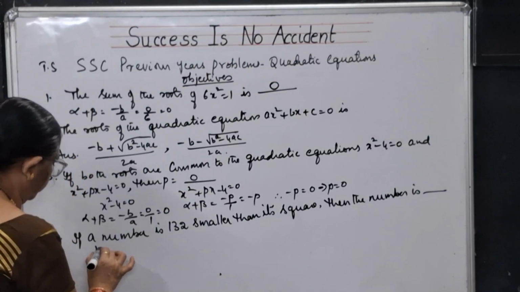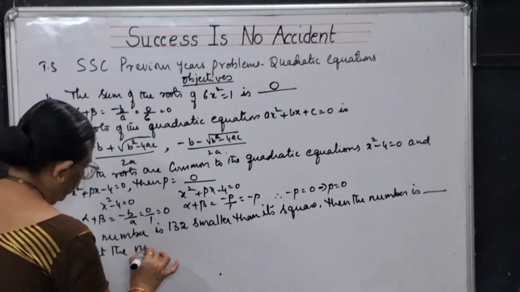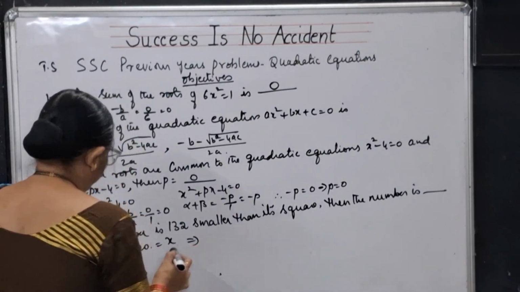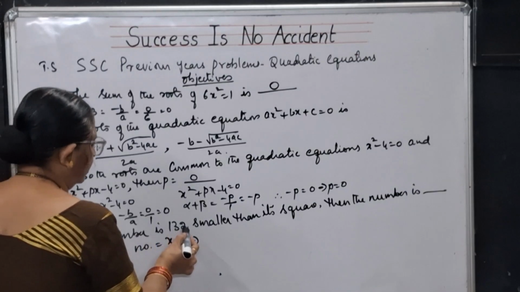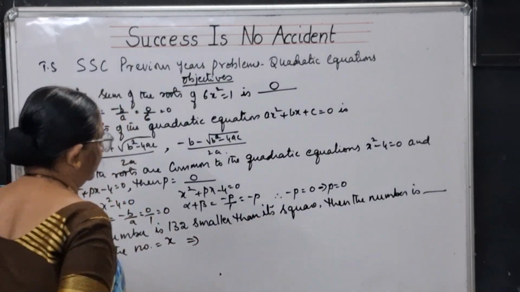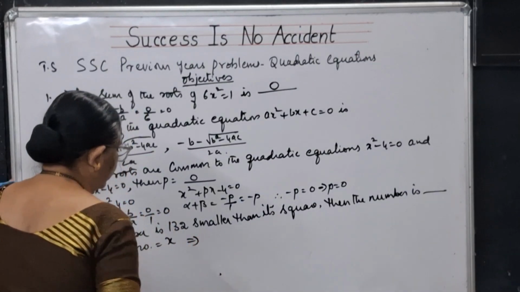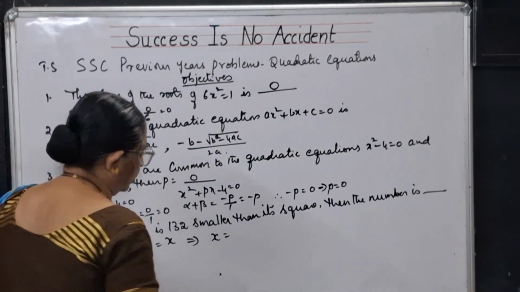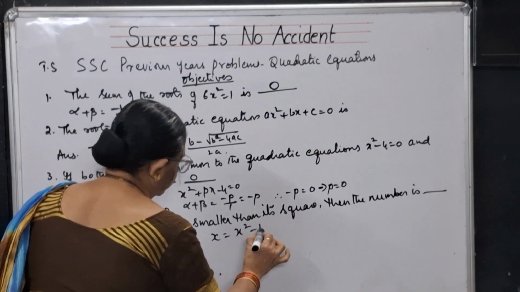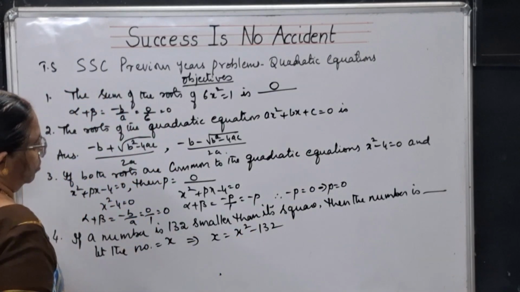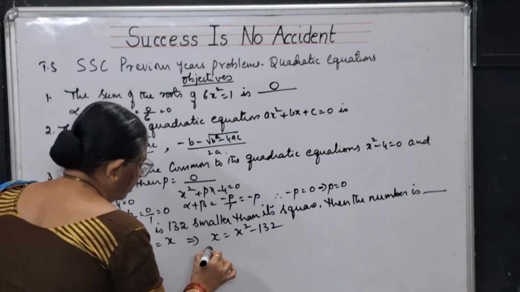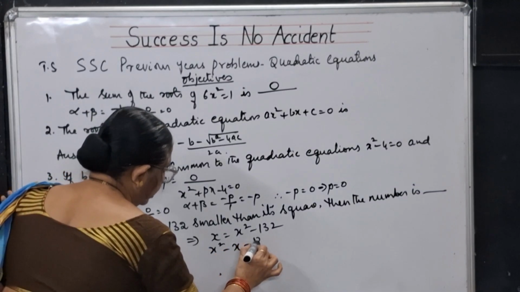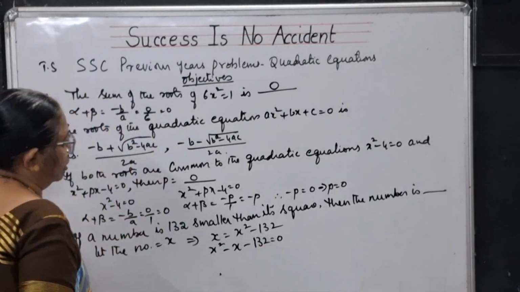Here let the number be equal to x. So what does this imply? The number is 132 smaller than its square. That means x is equal to x square minus 132. So what quadratic equation will we be getting? x square minus x minus 132 is equal to 0.